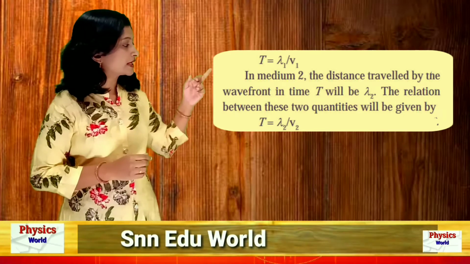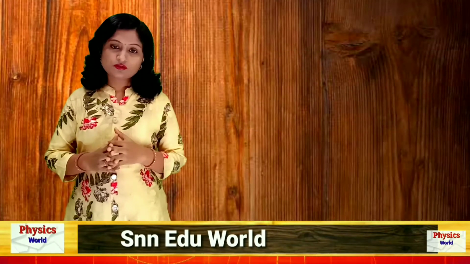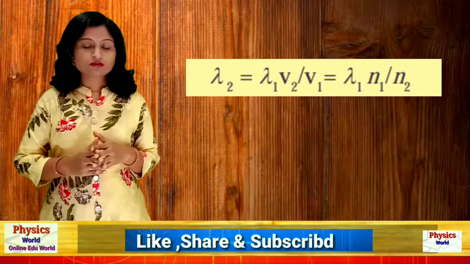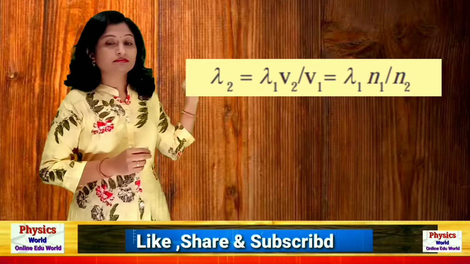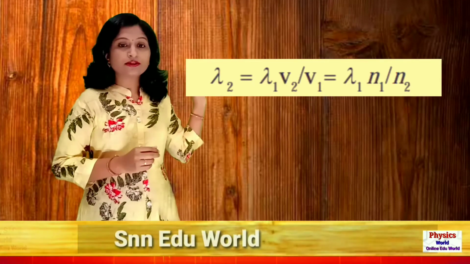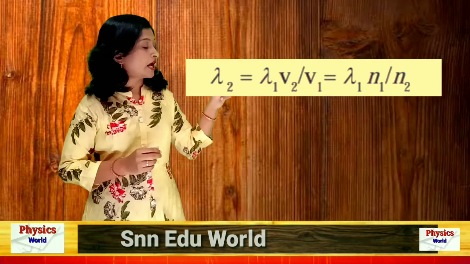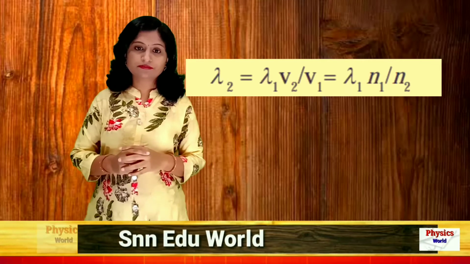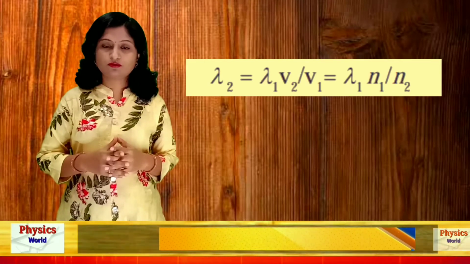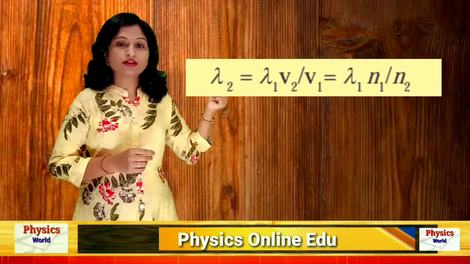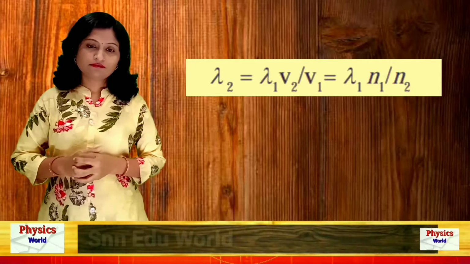Now both these equations 1 and 2 represent the time period, so we can equate both of them. So after equating, we'll see that lambda 2 divided by V2 is equal to lambda 1 divided by V1. Okay, now cross multiply this, we will find the lambda 2. So lambda 2 is equal to lambda 1 into V2 divided by V1.